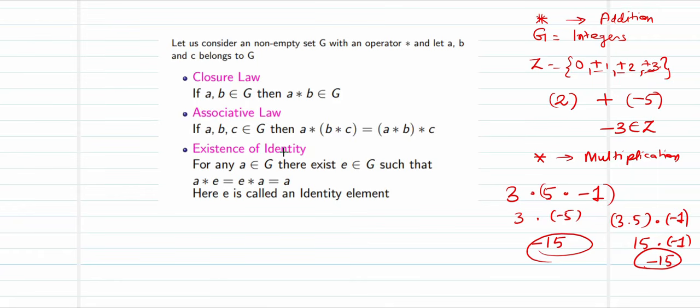Next comes the existence of the identity element. What we mean by an identity element is, for any element A that you pick from the non-empty set, we will be able to find an element E in such a way that A star E is the same as E star A, which gives us back our A. So when we look at the element, it's just like a mirror. It reflects back the same element. So the mirror here is called the identity element.